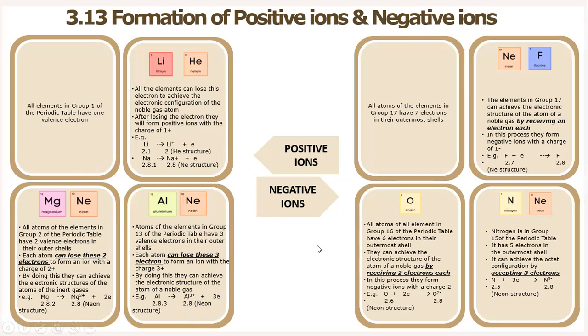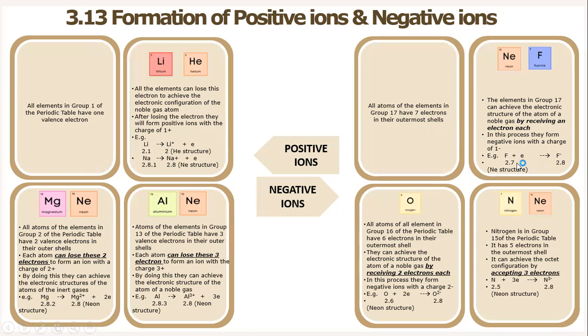Let's look into the negative ions, where non-metal atoms gain electrons to form negatively charged ions. All atoms of the elements in group 17 have 7 electrons in their outermost shells. The elements in group 17 can achieve the electronic structure of the atom of a noble gas by receiving an electron each. In this process, they form a negative ion with a charge of 1 negative.